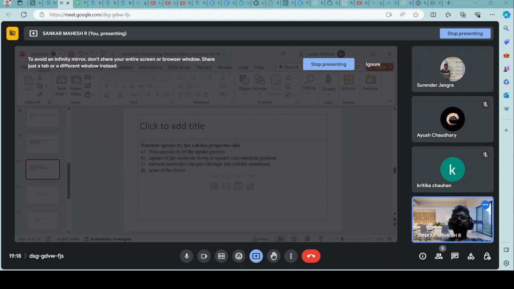The next question is: nutrient uptake by the cell has properties like option A, non-specificity of the uptake process; option B, uptake of the molecule down or against the concentration gradient; option C, nutrient molecules can pass through any cellular membrane; option D, none of the above. You can take a couple of minutes and then we'll get back to this question.